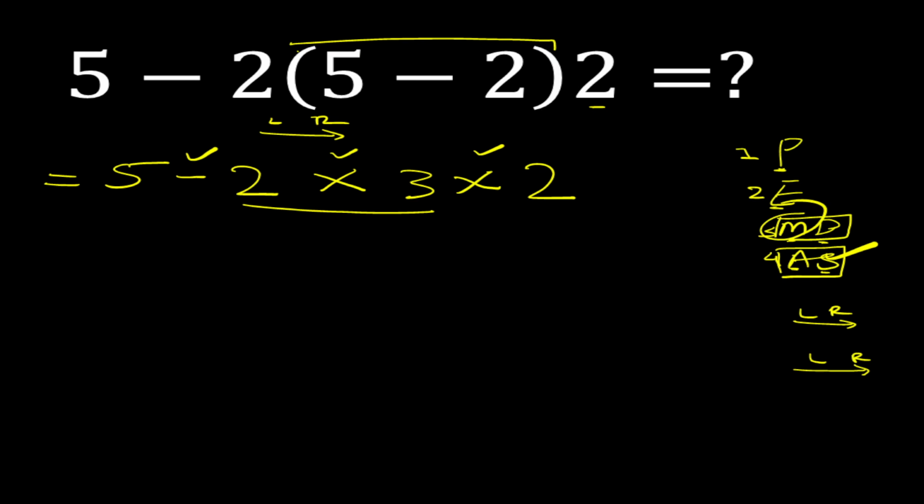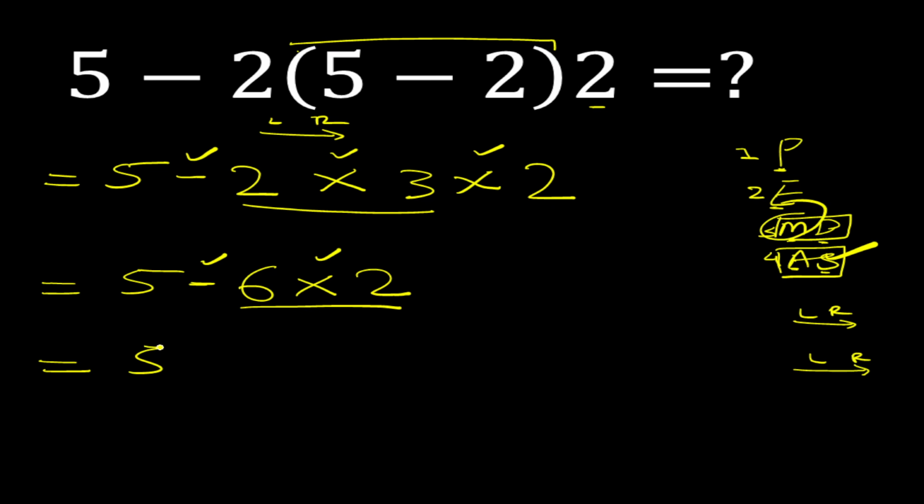First we have to solve this multiplication. So it is equal to 5 minus, now 2 multiplied by 3 is equal to 6, multiplied by 2. Now one subtraction and one multiplication, so first we have to solve this multiplication. So 5 minus 6 multiplied by 2, that is 12. So 5 minus 12 is equal to minus 7. That's our final answer, right? Minus 7 is the correct answer.